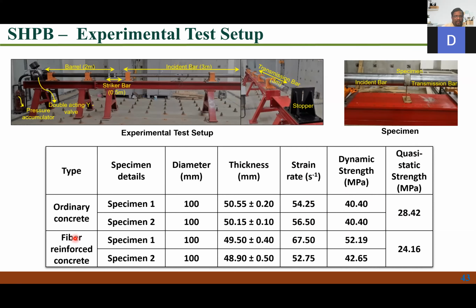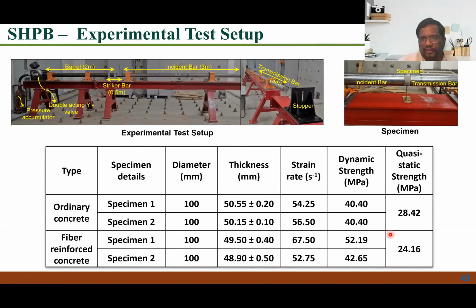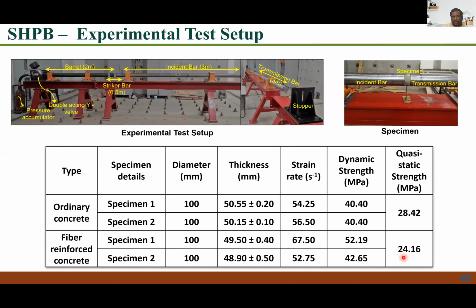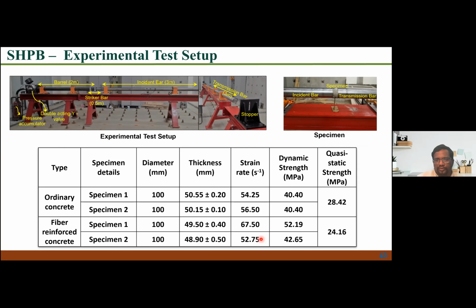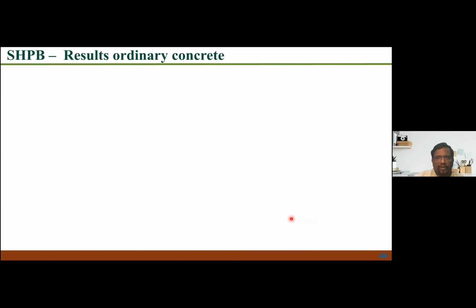And similarly, for fiber reinforced concrete, we add a lot of these steel fibers. When these were tested in quasi-static condition, under static load, you got a strength of only 24. But when they were tested at 67 strain rate, I get a strength of 52. And when I'm testing at a 52 strain rate, I'm getting a 42. You can see here, with higher increase in strain rate, strength goes up. So that is exactly what we saw in the previous slides. So these are all the things that we have said.